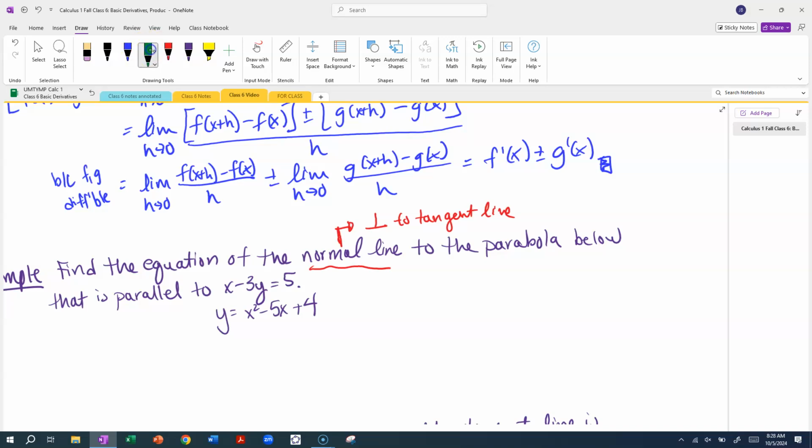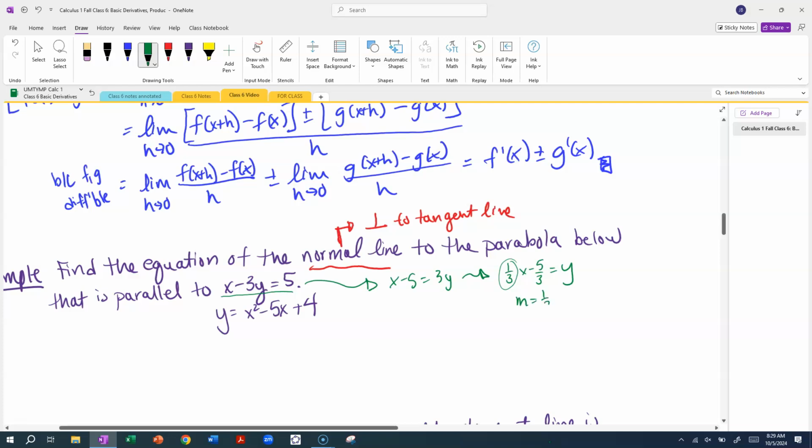Okay, hang on. So this parallel line: I need to rearrange this just so I can see this as a line. I know it is a line because both variables have exponent 1. So that'd be x minus 5 is equal to 3y. That's the same as saying 1/3 x minus 5/3 is equal to y. So this is my slope, which means the slope is 1/3.